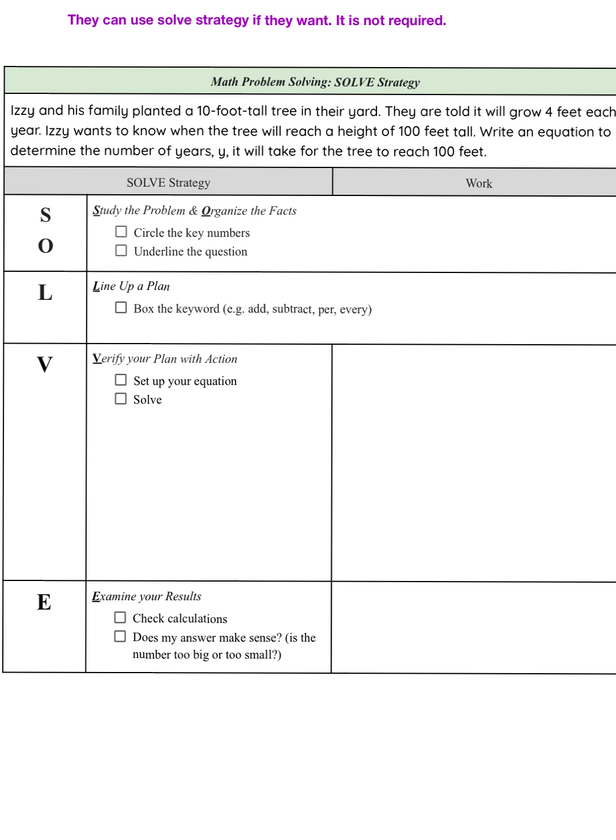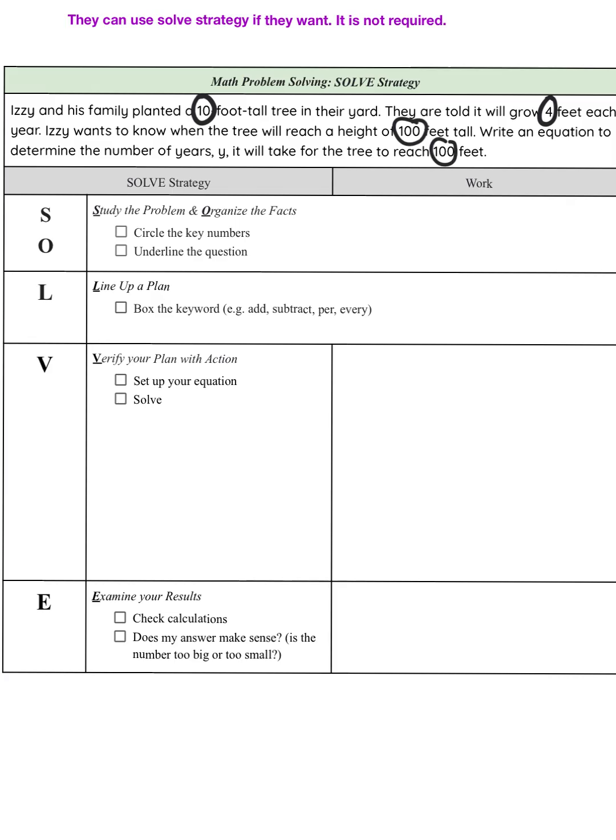Okay, so with the solve strategy, first we need to circle the key numbers. So that's pretty simple. Hold on, I'm going to redo that. I didn't like it. So we got a 10 foot here. We got 4 here. And we have 100 and 100. So we found those key numbers.